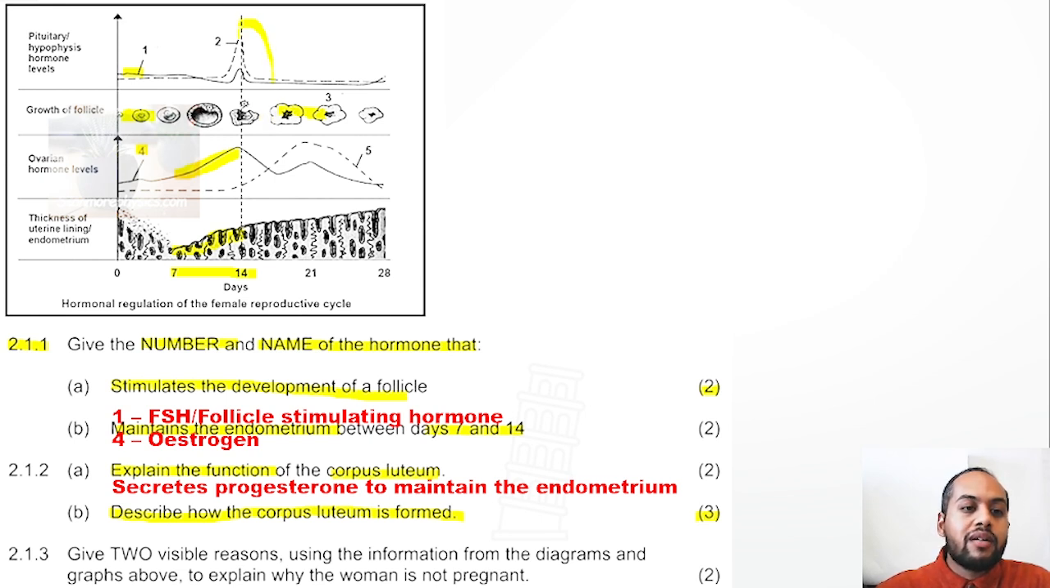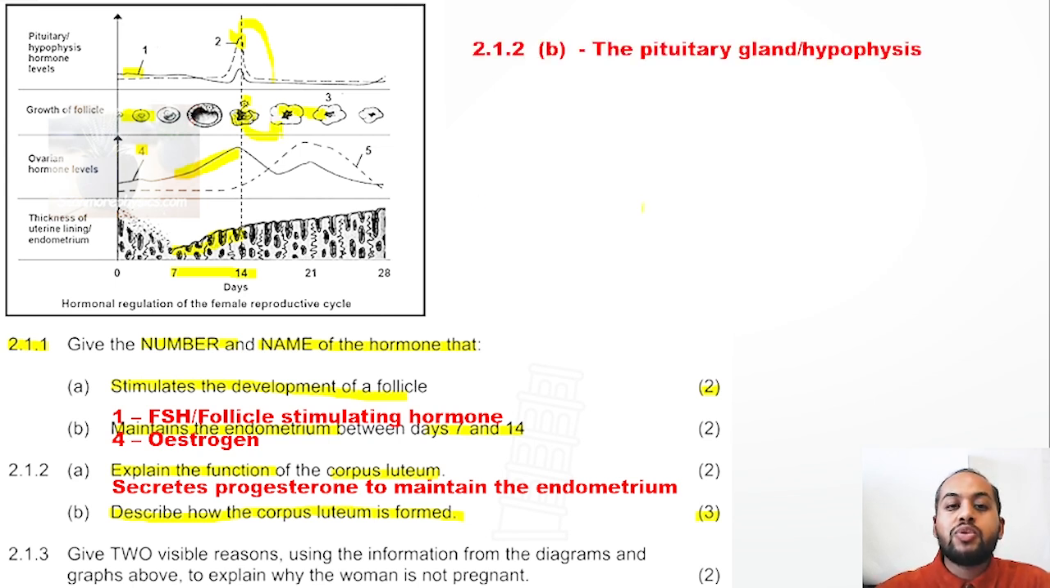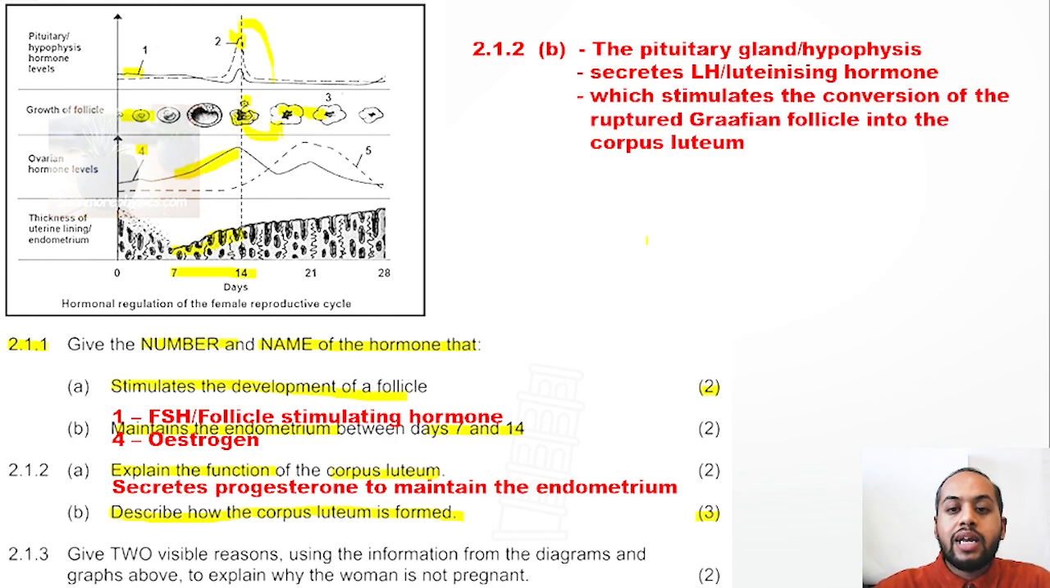If we go back, you can see here that this high amount of luteinizing hormone triggered that process of ovulation. What released luteinizing hormone? The pituitary gland. So the pituitary gland released luteinizing hormone, which triggered that process of ovulation. And the remains of that Graafian follicle then form the corpus luteum. So for 2.1.2b, the pituitary gland or the hypophysis secretes luteinizing hormone, which stimulates the conversion of that ruptured Graafian follicle into a corpus luteum. 3 marks for 2.1.2b.